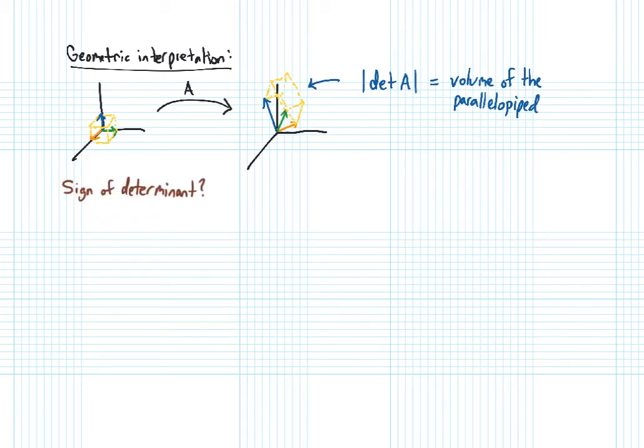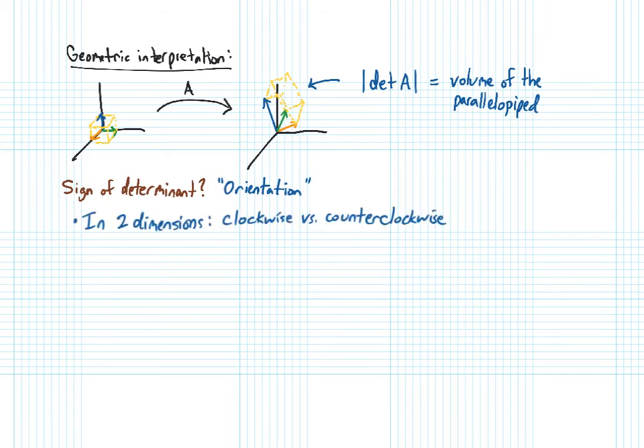But what about the sign of the determinant? Well, there's a general word for what it is that the sign of the determinant tells you, and that word is orientation. So what is orientation? Well, the geometric meaning of it is actually different in every dimension. We saw in 2 dimensions that orientation told us the difference between clockwise and counterclockwise.